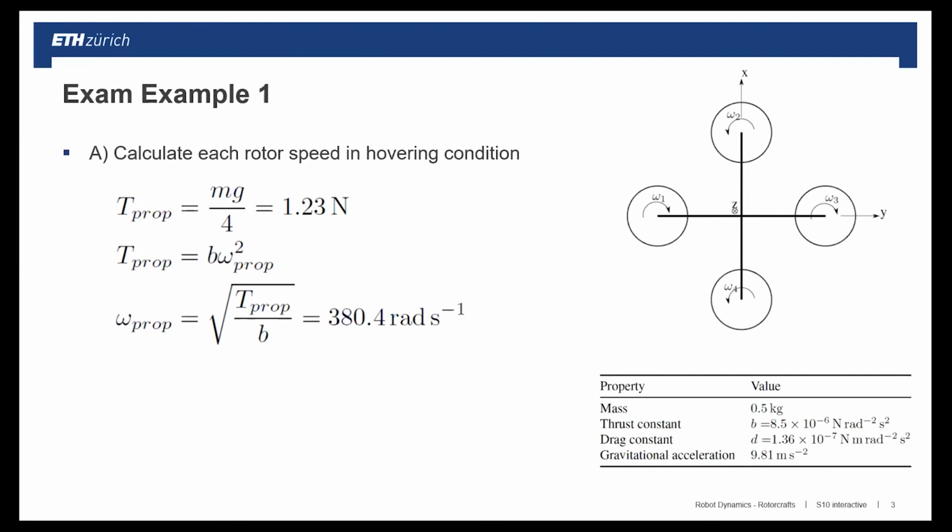And of course, on the other side, you also know that the thrust force is the thrust constant multiplied by the square of the propeller speed. Again, we assume that all the propellers are exactly the same. Some are counter-rotating, so they compensate the rotation around the z-axis. Based on these two equations, you can easily calculate the rotational speed of the individual propellers.